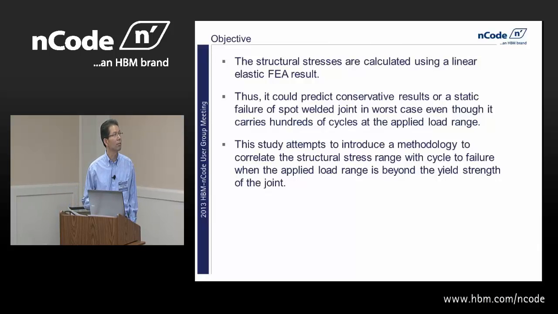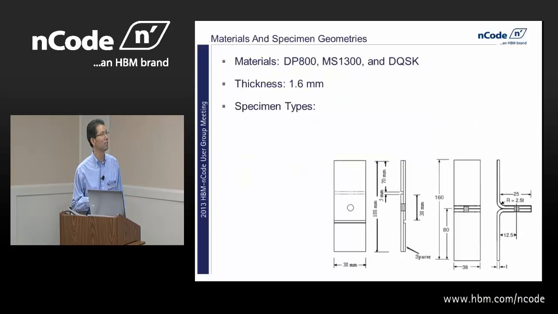To study this, we looked at some steel specimens: DP 800, martensitic steel 1300, and also DKSK. For sheet thickness, we only looked at 1.6 millimeters, and for specimen types we used the tensile shear and coach peel specimens.